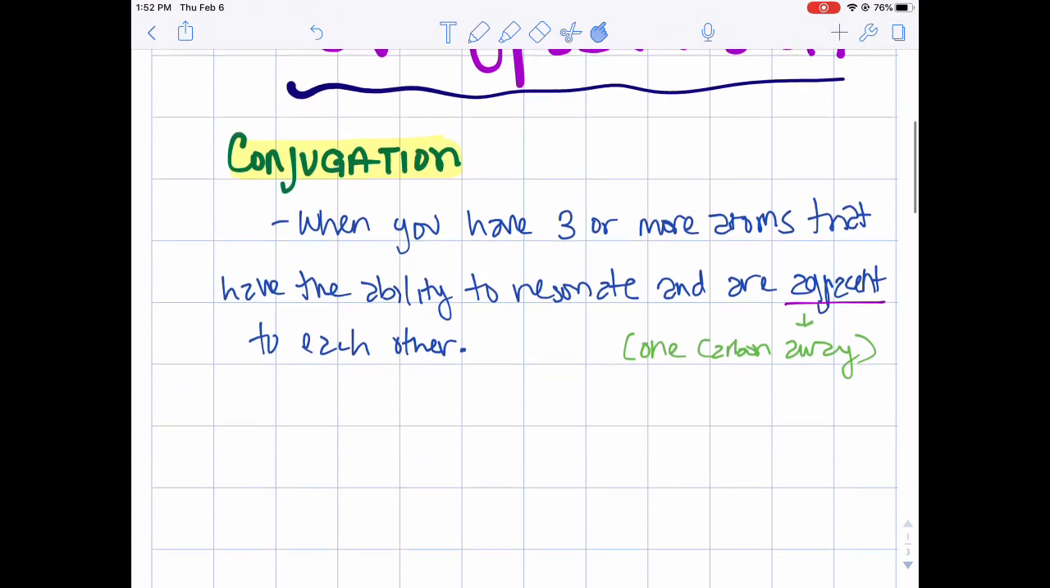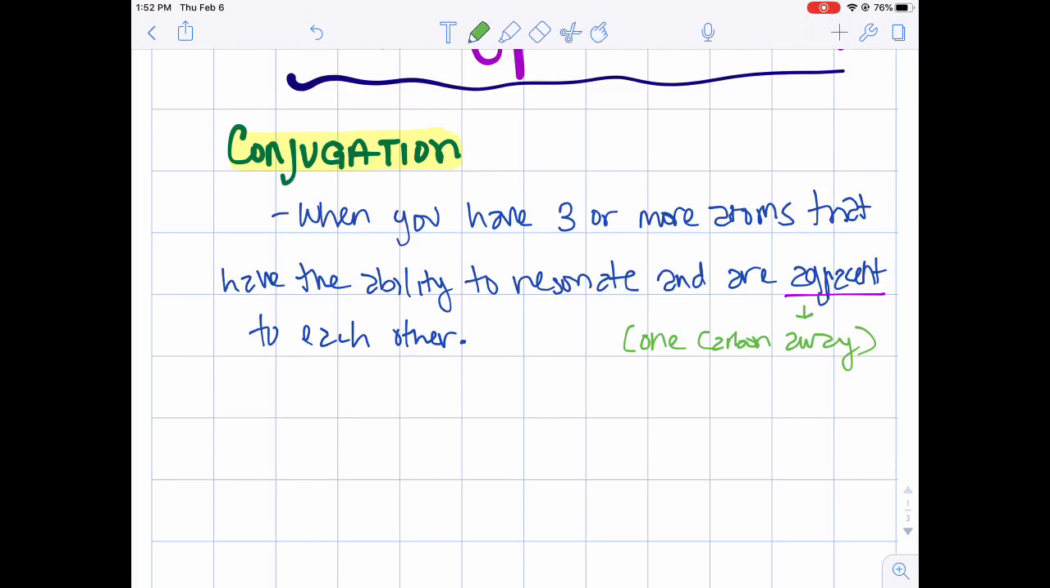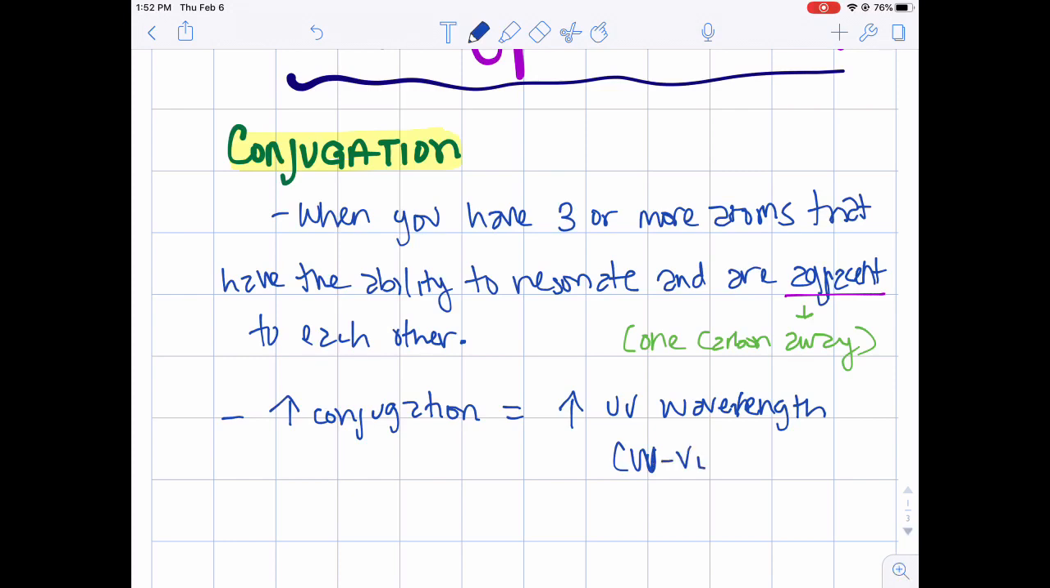Okay, so another note here that you should know is that when you have higher conjugation, this will produce a higher UV wavelength for UV-Vis spectroscopy, which we won't really go over in depth in this particular chapter.